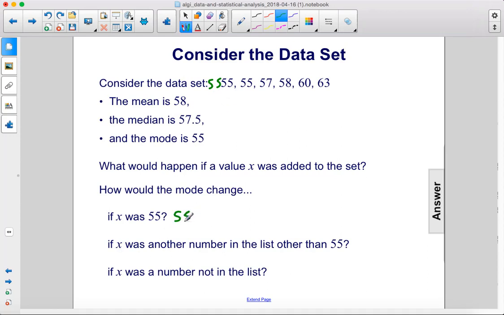It'll still be 55. If x was another number in the list other than 55, say we added in another 63, then we would have two modes. We would have 55 and 63. So there'd be two modes, one of which would be whatever number we added in. If x was a number not in the list, so say we added in 64, then the mode would remain at 55 because this would only be in there one time.